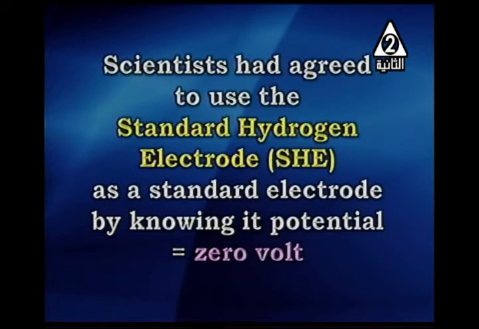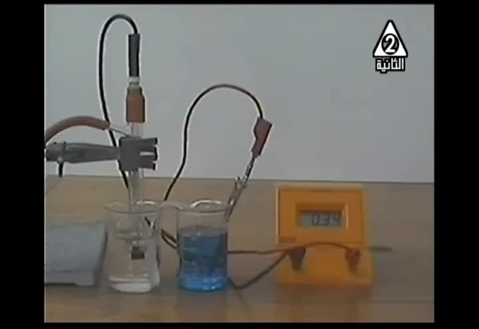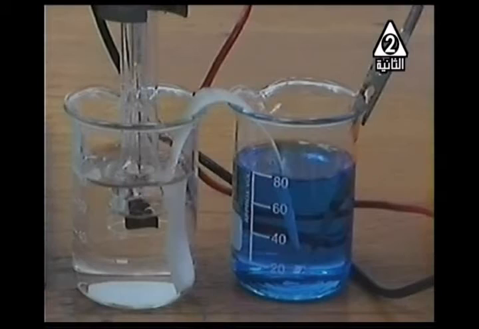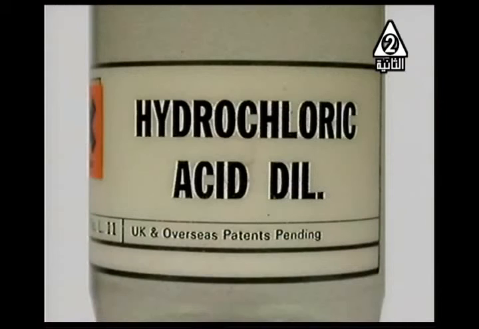So the scientists agreed to use this one. Which one? The standard hydrogen electrode. Electrode means pole. It is 0 volts, used to measure the other parts. Here we have the two halves of the Daniell cell. The Daniell cell means two halves, two beakers, of the cell, and we have the salt bridge between them.